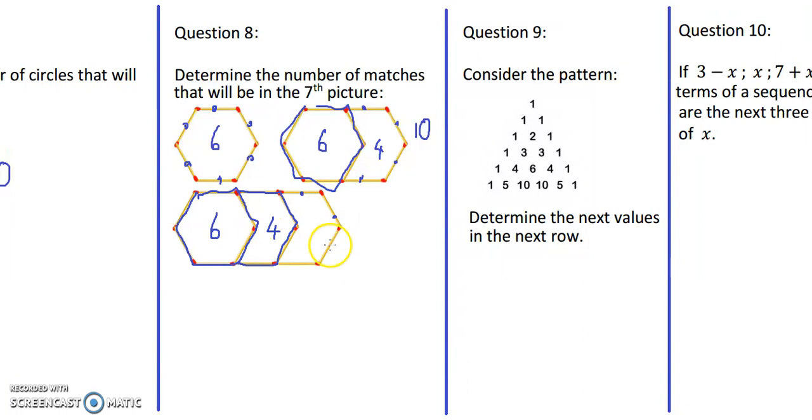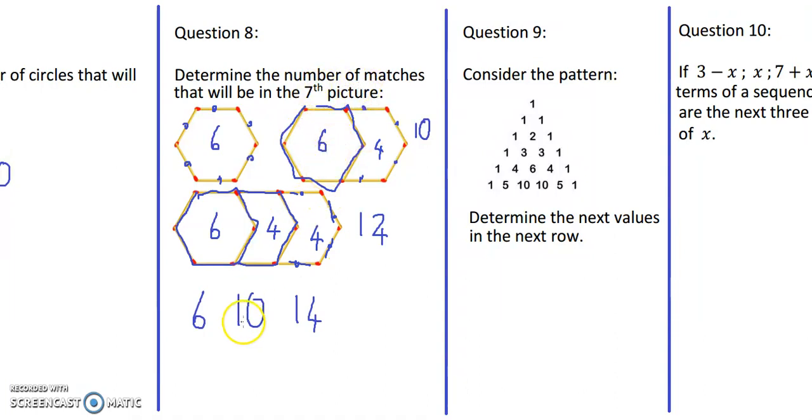1, 2, 3, 4. So that means we've got 14. Let's just write a 4 rather than a 2. So our number pattern is 6, 10, 14. What are we adding each time? We're adding 4 matches. Look, 1, 2, 3, 4.